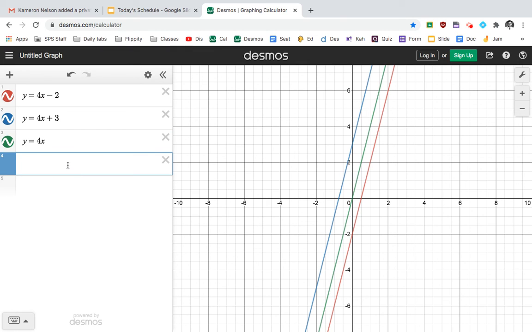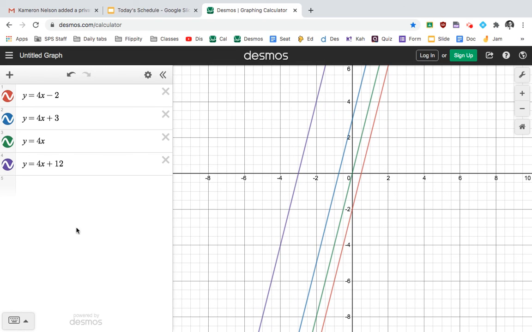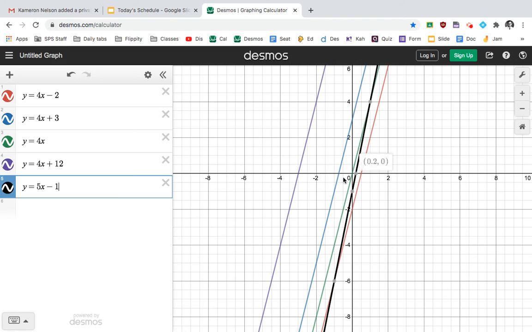If I want one, let's make another one. I'll do a huge y-intercept. So I'll do y equals 4x plus 12. Again, the y-intercept's way up there, but you can see all those are parallel. As soon as I put one that doesn't have a slope of 4, maybe I'll do y equals, what's something close to 4, maybe 5x minus 1. You can see that black line is almost like the black sheep. It's not the same as the others. It's not the same slope.